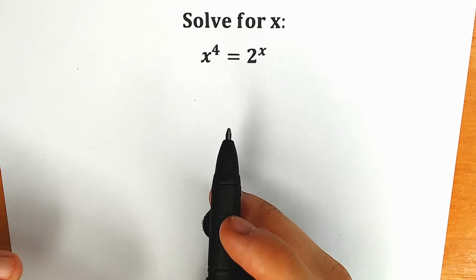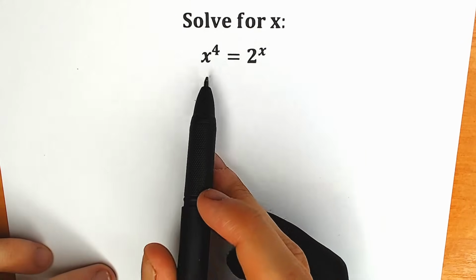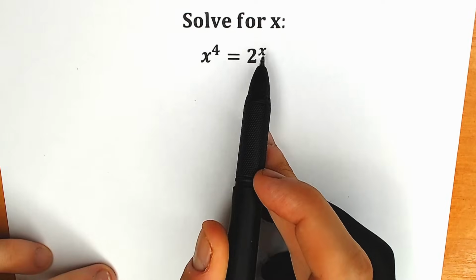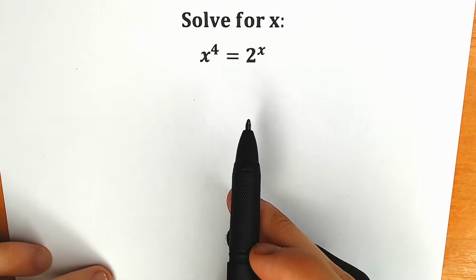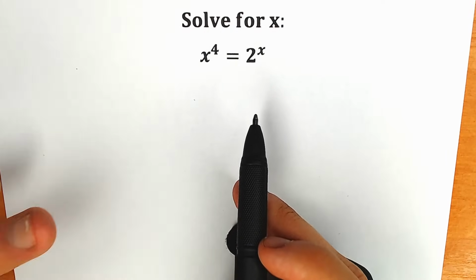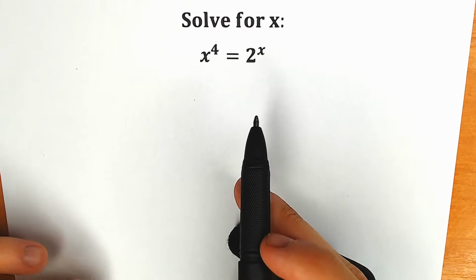Today we have a very interesting, tricky, I would say relaxing, algebra question: x to the fourth power equals 2 to the power x. We need to find x. If you have your solution, your answer, you can write it in the comments below and then we will check your answer. So it will be really interesting.